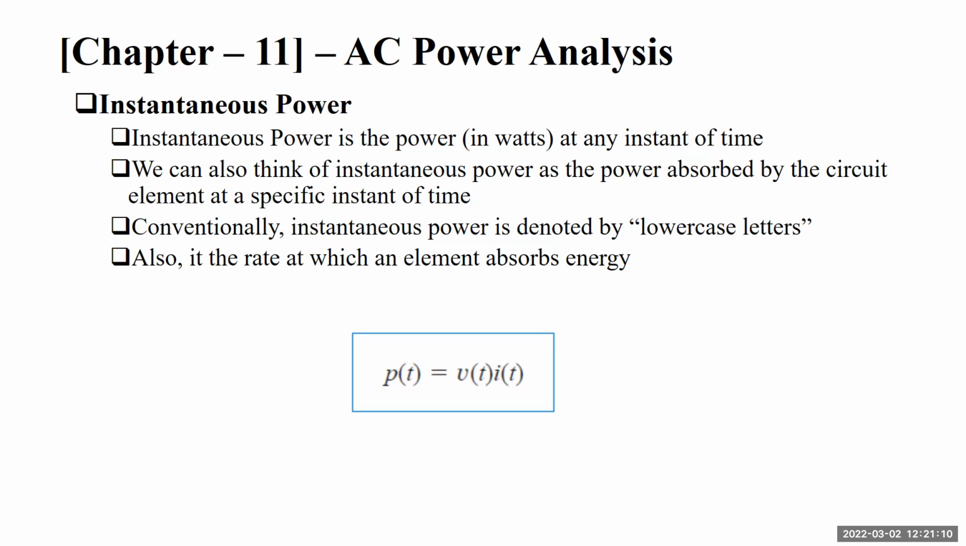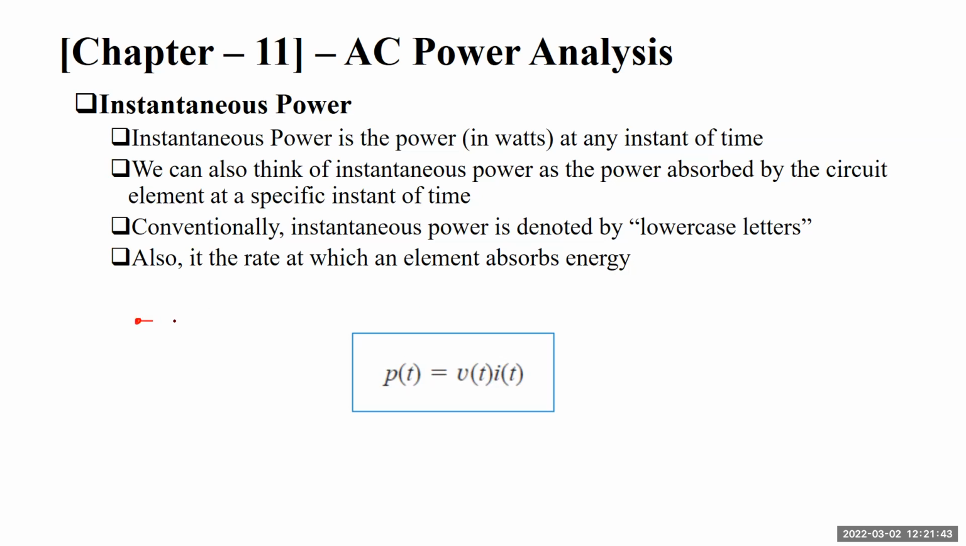So first of all, let's start with the instantaneous power. Instantaneous power is the power in watts at a given instant of time. We can also think of instantaneous power as power absorbed by the circuit element at a specific instant of time. Conventionally, instantaneous power is denoted by lowercase letters. Also, it is the rate at which the element absorbs energy. So what exactly does it mean?